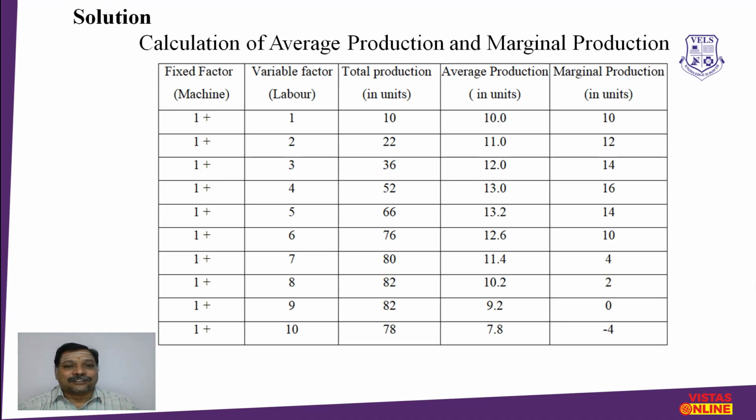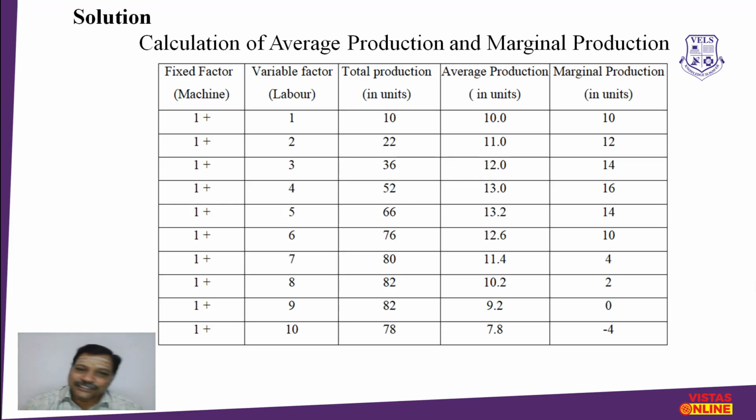First we have to construct the table. With the given information, the first three columns are: one machine and variable factor labor. So in the fixed factor column I put 1 in each row. The variable factor, that is the number of laborers, is increased one by one: 1, 2, 3 up to 10.